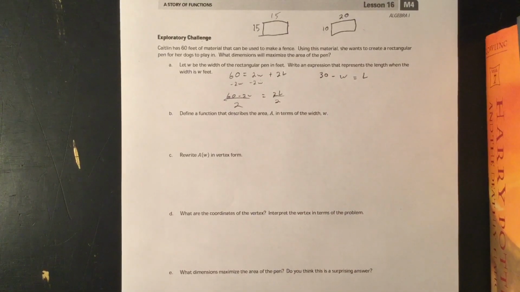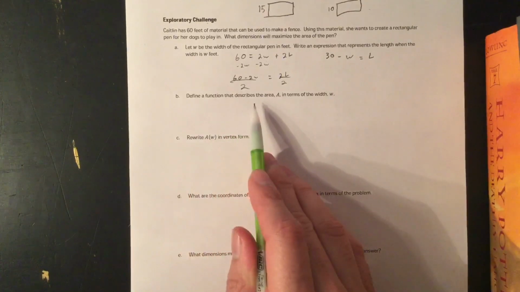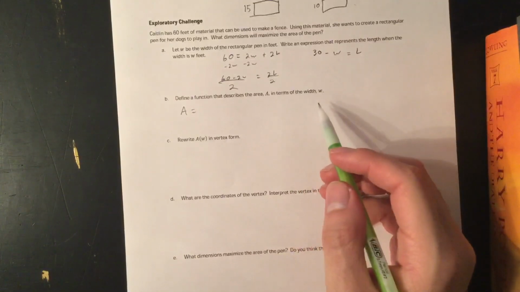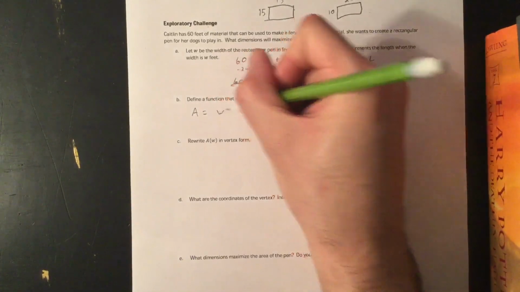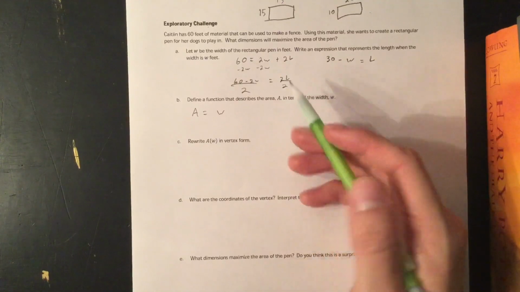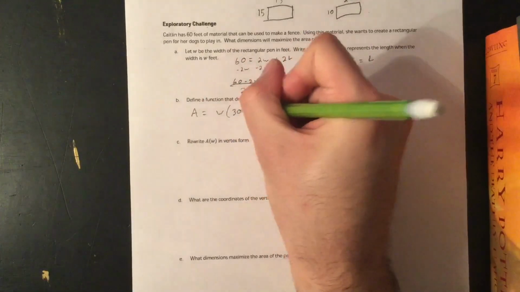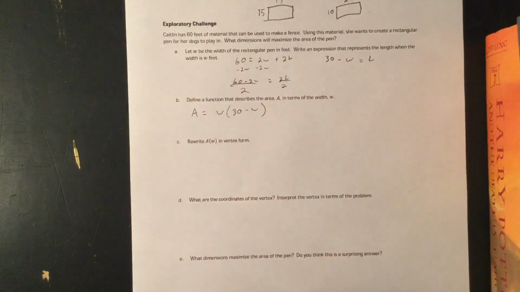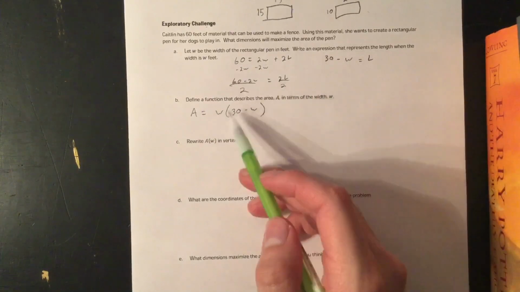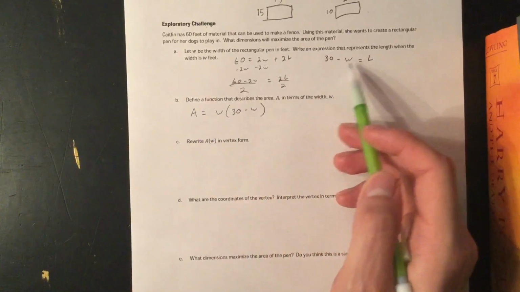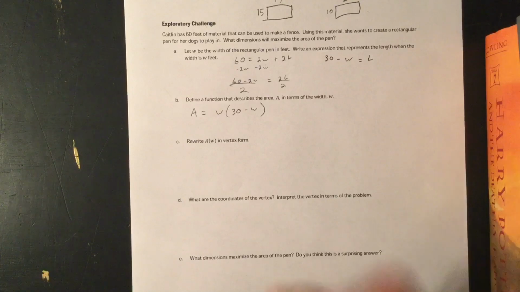If we want to maximize the area, this is the next part that we're going to do. We're going to define a function that describes the area in terms of width. So we're going to have A, and that's going to equal W, the width, times 30 minus W. That's what we found here for the length. So we did width times length. We just substituted those in.